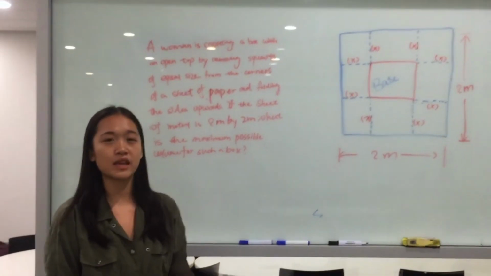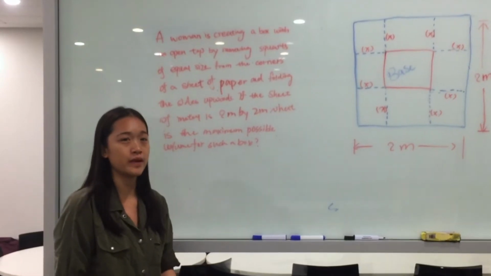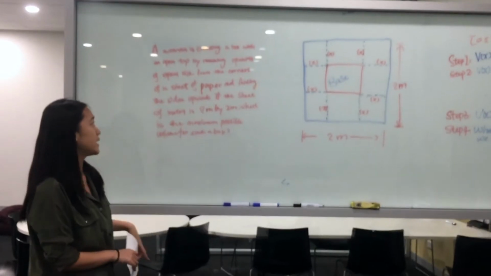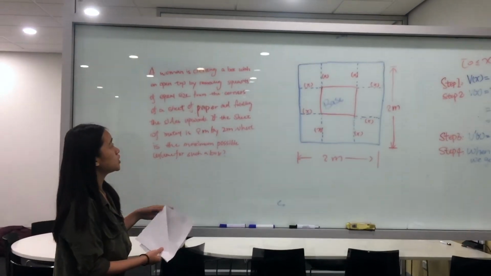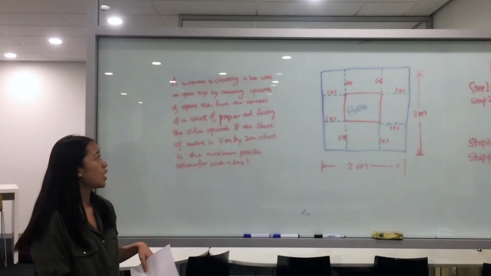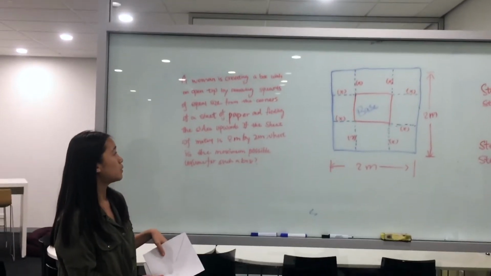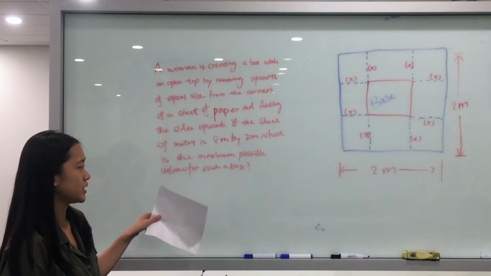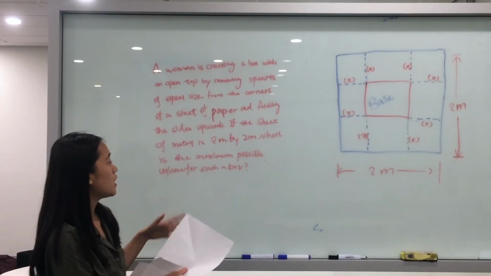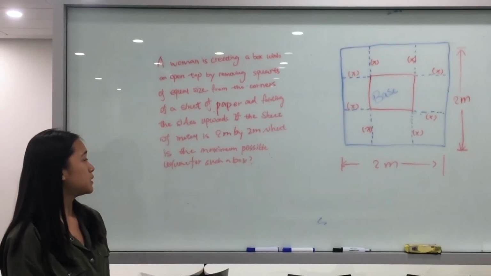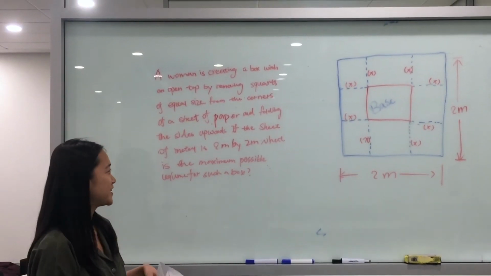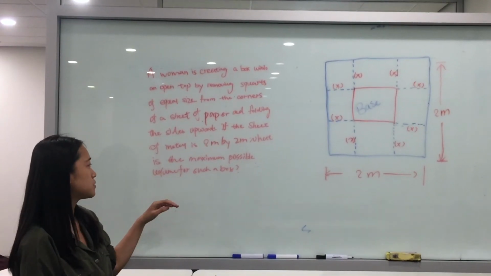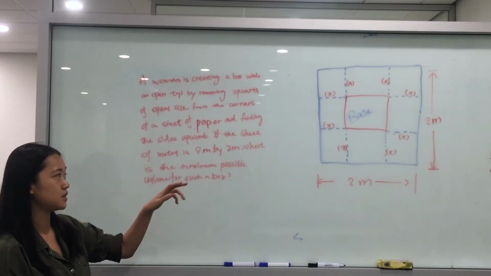Hello everyone, my name is Cassie, and I'm going to give an example to explain optimization. Here's my example. A woman wants to create a box with an open top by removing squares of equal size from the corners of a sheet of paper, just like this one. The sheet is 2 meters by 2 meters, and we want to find the maximum possible volume of this box.